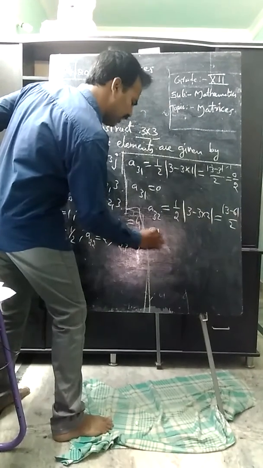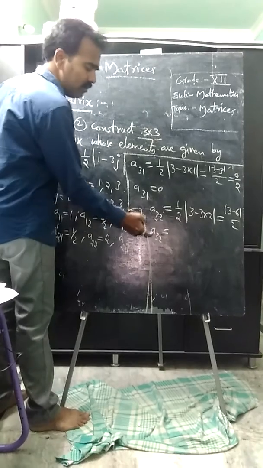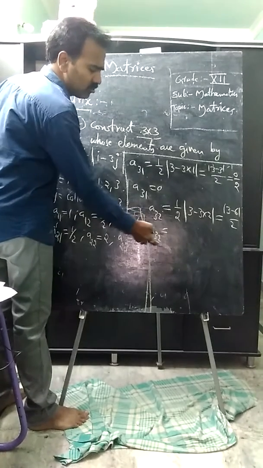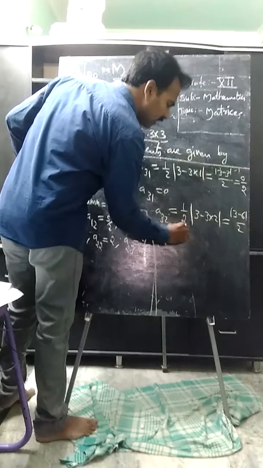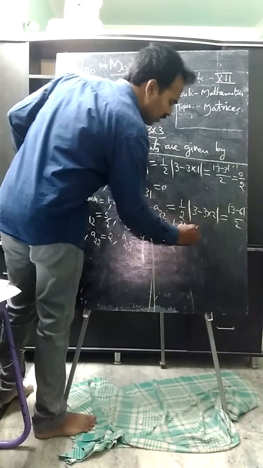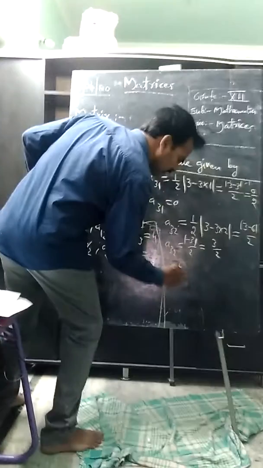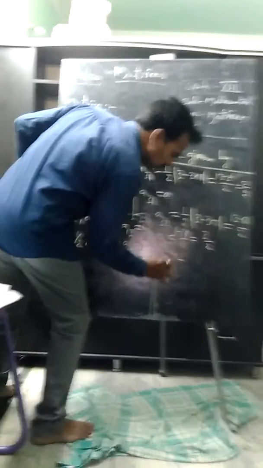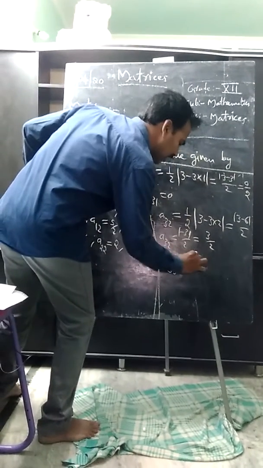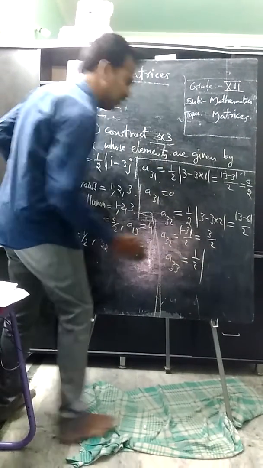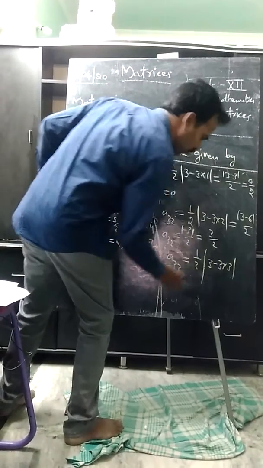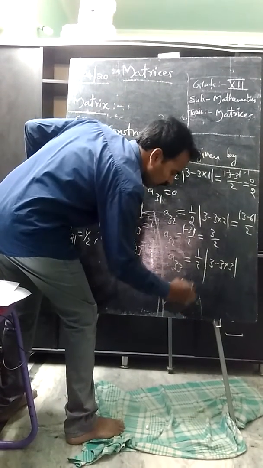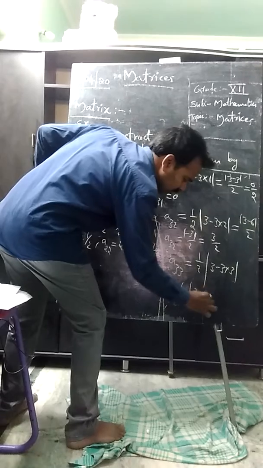That is the A32 element. The element which belongs to third row, second column is 3 minus 6, we know, minus 3 by 2 modulus; if you remove the modulus, 3 by 2. Now the last element which is required, third row, third column. Again the same property will apply, students. 1 by 2, 3 minus 3 into 3 within the modulus. Now apply modulus, 3 minus 9.